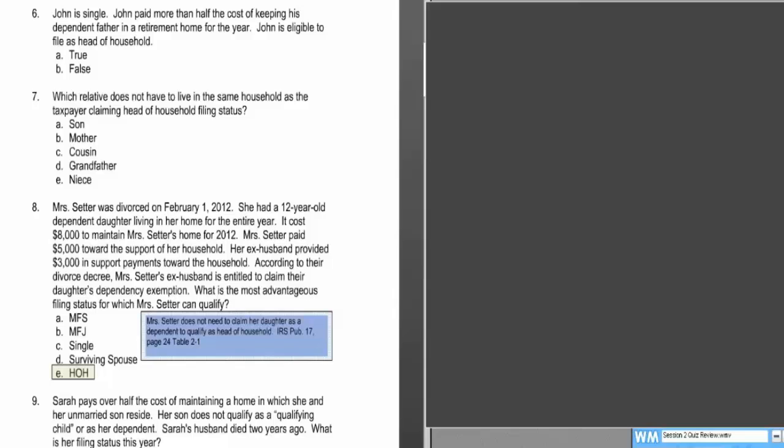Table 2-1, who is a qualifying person qualifying you to file as head of household? Well, it says here, if the person is your qualifying child, such as your son, daughter, or grandchild who lived with you more than half the year and meets certain other tests, and he or she is single. So in Mrs. Setter's case, she has a 12-year-old daughter that meets the qualifying child requirements. She's single, and you can claim her whether or not you can claim an exemption for that person.